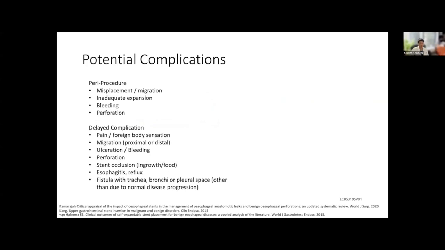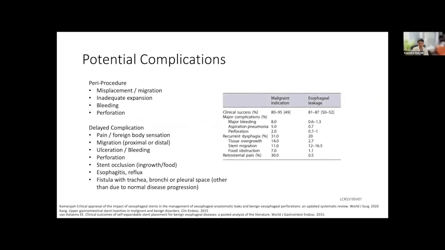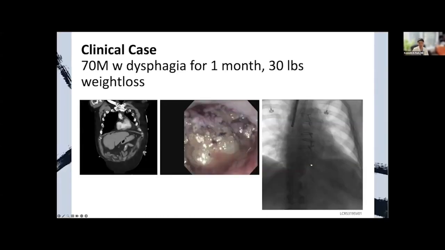Potential complications, we talked about this already, so I'll just skip over that. In terms of comparing malignant indications versus esophageal leakage, clinical success, meaning relief of clinical symptoms of obstruction, is obviously much higher for malignant indications, versus slightly lower for esophageal leakage. And then the other thing is the pain. The retrosternal pain is much higher for malignant indications. Usually it's due to bulky tumors that don't like to be squished by the expanding stent. Esophageal leakage obviously doesn't have a bulky mass, so it's less likely to have pain.